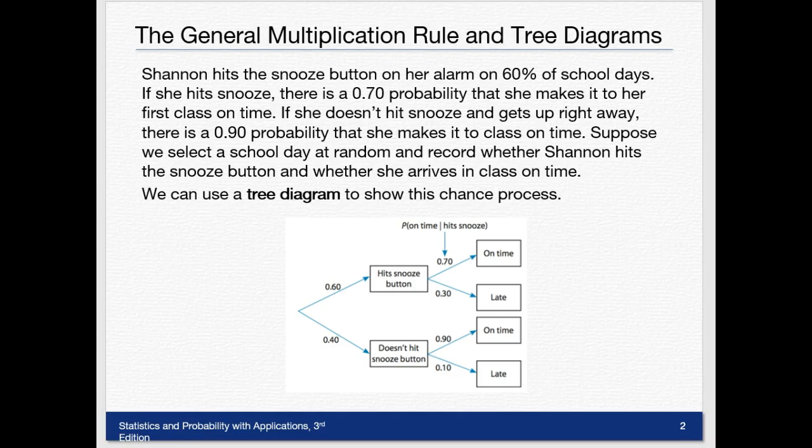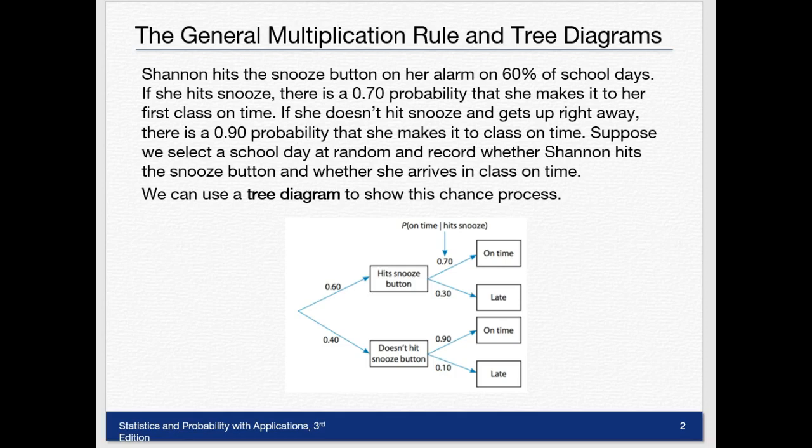Shannon hits the snooze button on her alarm on 60% of school days. If she hits the snooze, there's a 70% probability that she makes her way to her first class on time. If she doesn't hit the snooze and gets up right away, there's a 90% probability that she makes it to class on time. Suppose we select a school day at random and record whether Shannon hits the snooze button and whether she arrives in class on time. So we use a tree diagram to show this process.